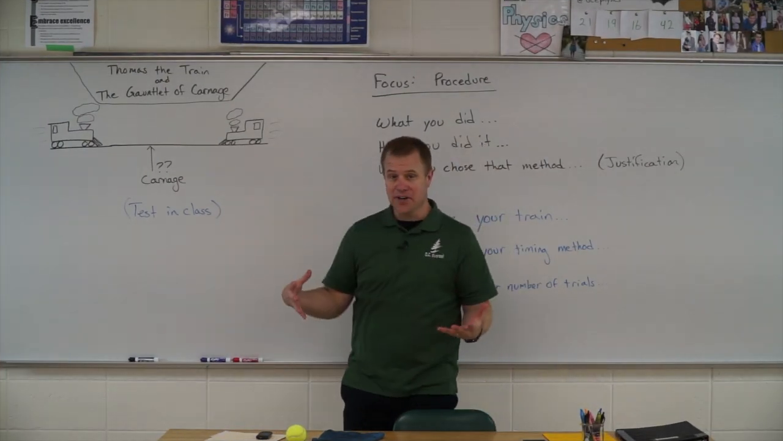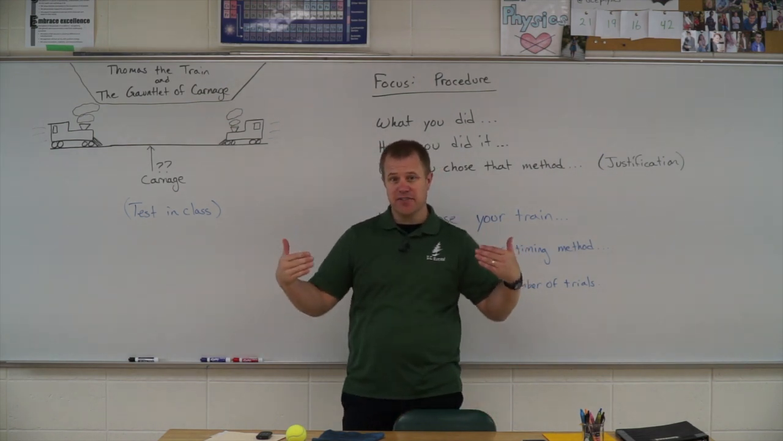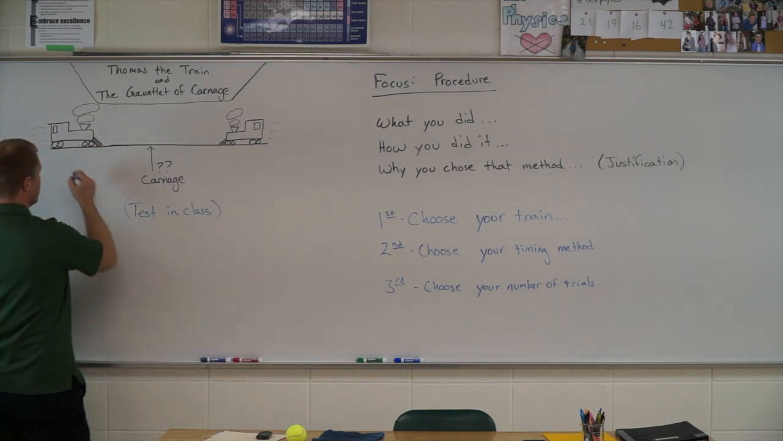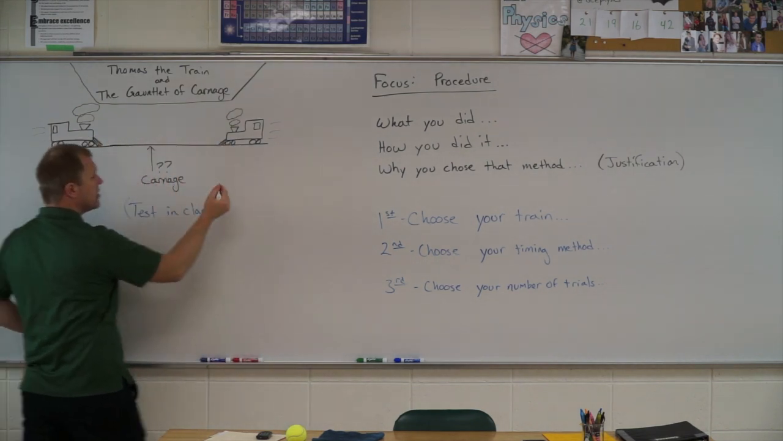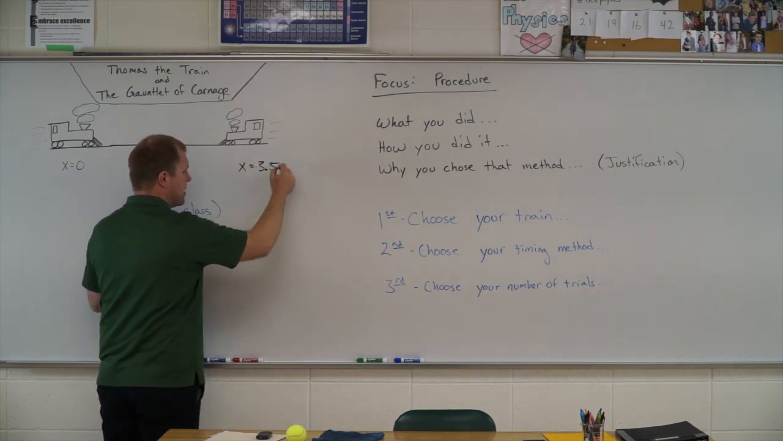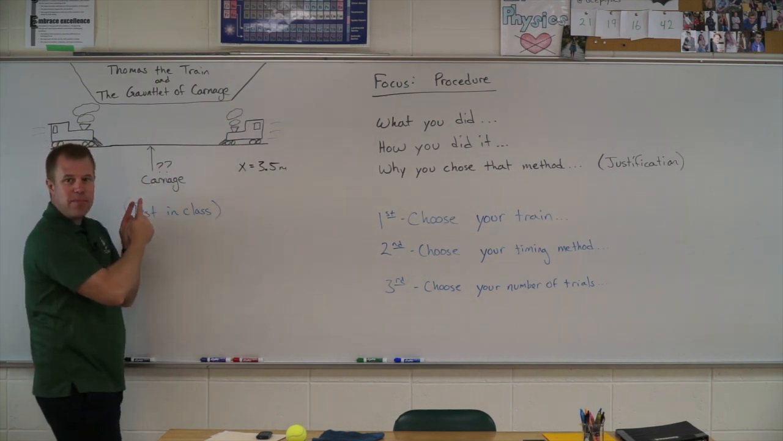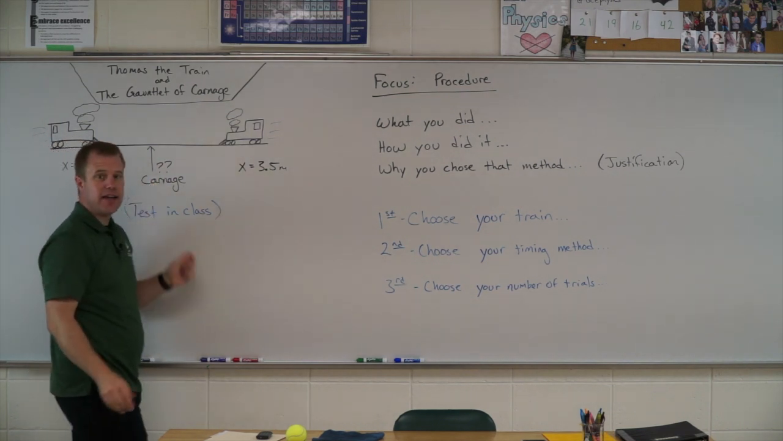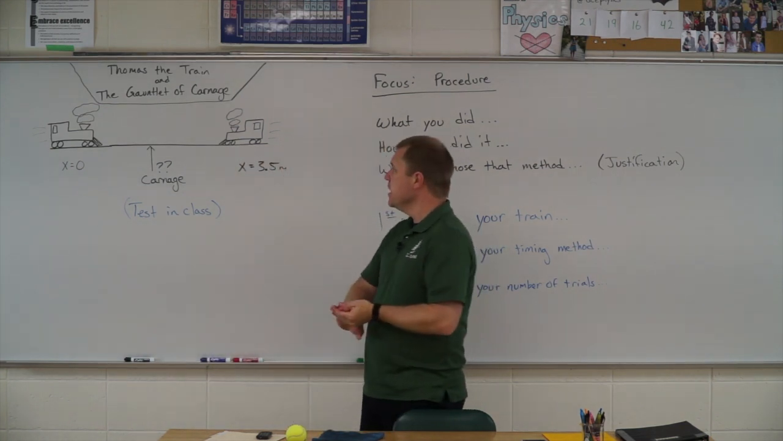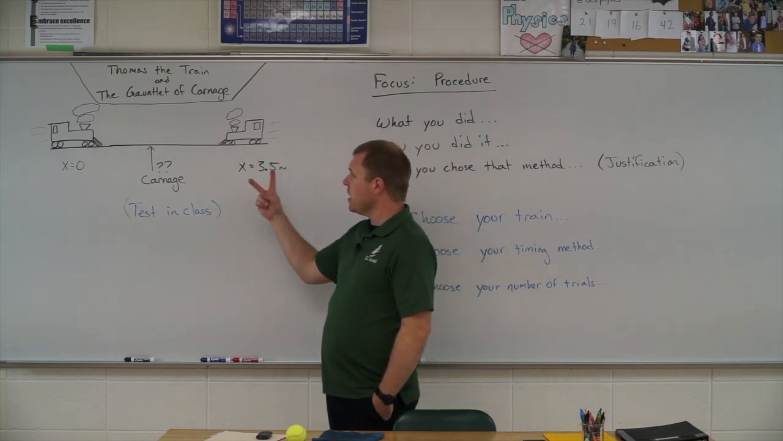So our goal here is we want to set up two trains on opposite ends of a track. Now our track is 3.5 meters long. So one train's going to start at x equals 0. One train's going to start at x equals 3.5 meters. And we want to see where those trains are going to hit in the middle. Okay, we'll test this in class. So your job here is to essentially figure out the velocity of the two trains and then calculate where they're going to meet.